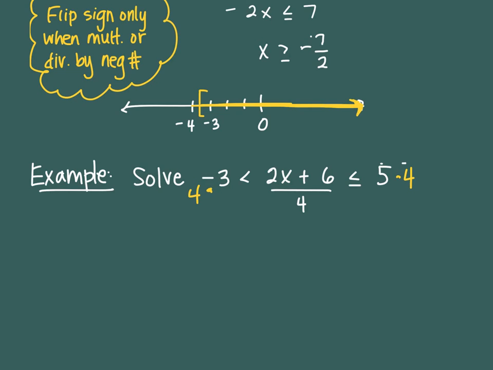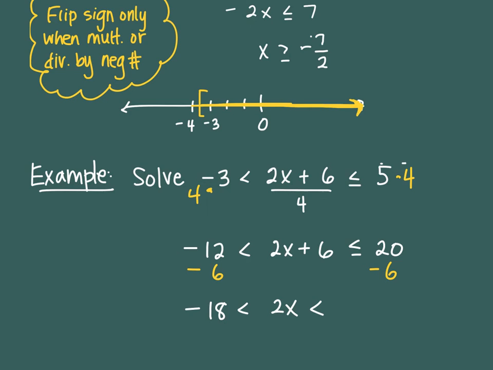Now, I'm not multiplying by a negative number, so I don't have to switch any of the signs. So I'm going to have negative 12 less than 2x plus 6, which is less than 20. So what I've done is I've gotten rid of the 4 in the denominator by multiplying everything. Now what will I do to all the parts? Okay, I'm going to subtract the 6, and I'm going to do it from both ends. That's going to give me negative 18 on the left, and it's going to give me positive 14 on the right.